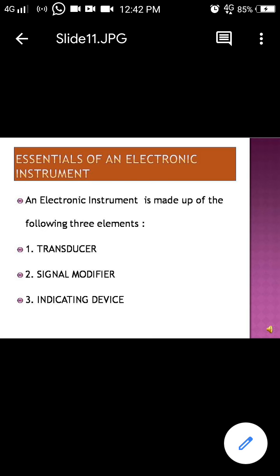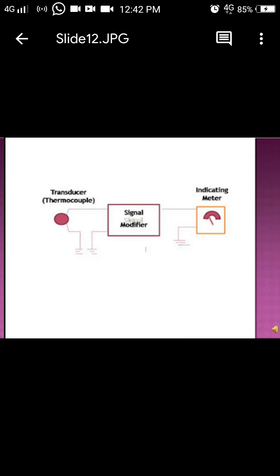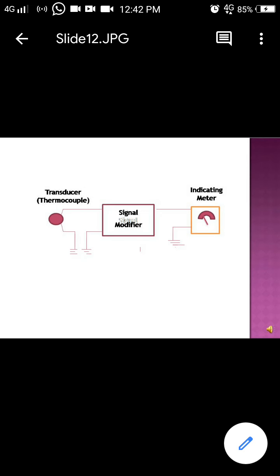Essentials of an electronic instrument. An electronic instrument is made up of the following three elements. First one is the transducer, second one is the signal modifier, and third one is the indicating device. This is the block diagram of any electronic instrument. First of all, it consists of a transducer, next a signal modifier, and third the indicating meter. Now let us move on to the detailed discussion of each element.